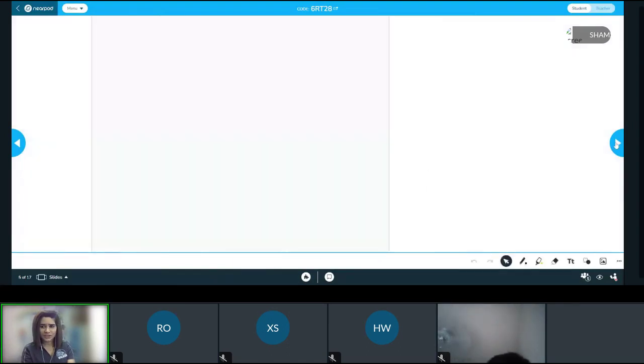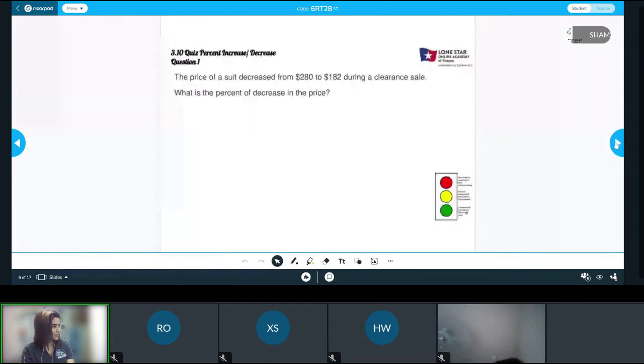Let's look at the third variety of question 1. The price of a suit decreased from $280 to $182 during a clearance sale. What is the percent of decrease in price? We will go ahead and set up the first proportion we want to find from the question, then try to convert that to a percent.